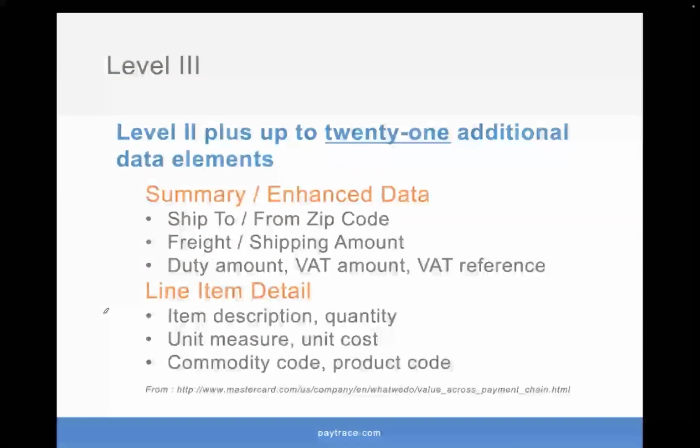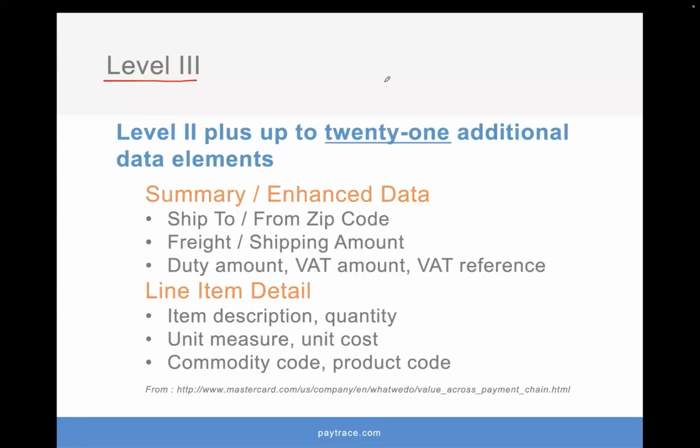Where things get a little tricky is when you get up to the top of the information pyramid there, and we get to level three. Now, level three is everything on those previous two slides, plus up to 21 additional data fields. Dramatic pause for effect. All right. We can try to simplify this into two segments again, where you have your summary or enhanced data, depending on who you ask, as well as some line item details.